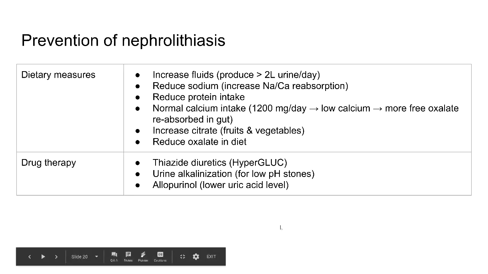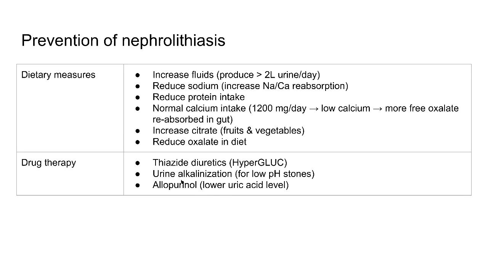All right, and then sometimes you use drug therapy. So again, remember for the uric acid, you lower it by using allopurinol, right? And then for the low pH stone, you alkalize the urine by using urine alkalization. And one of the side effects of thiazide is hypercalcemia. So it causes hyperglycemia, hyperlipidemia, hyperuricemia, and hypercalcemia. But that's the side effect you want, right? You want your blood to have more calcium, so less calcium in the urine. So that's why sometimes people use thiazide diuretics to help with that.